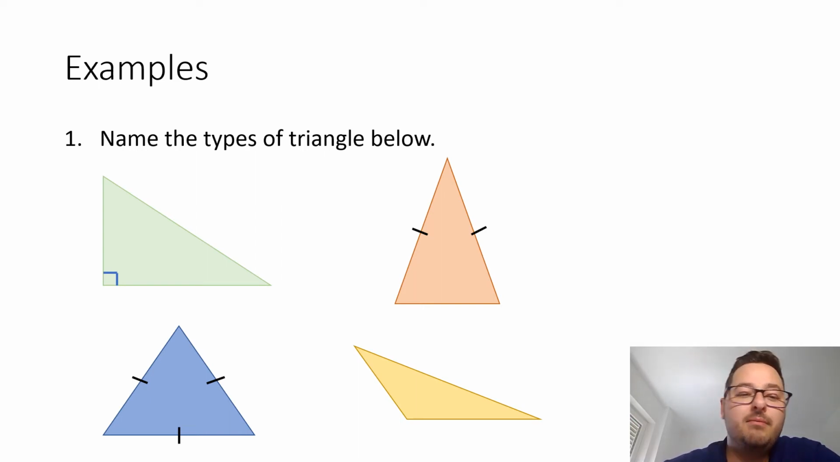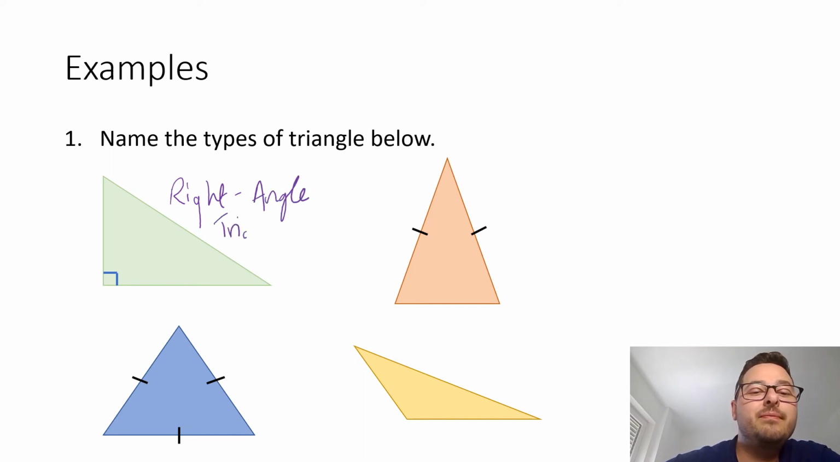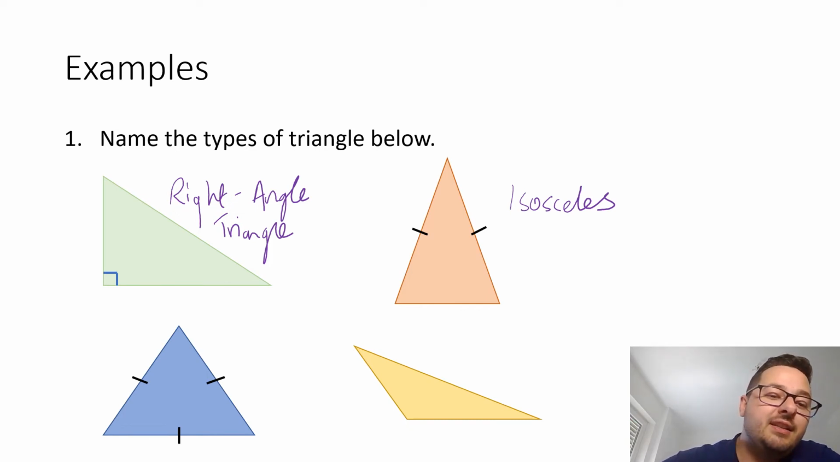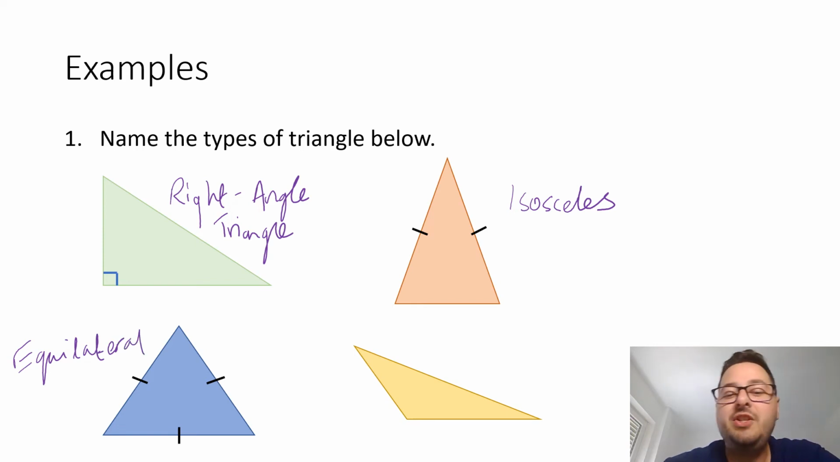Okay, so the first one, we've got that little square in the corner, which tells me that this is a right angle triangle. Sometimes they just call it a right triangle. Now this orange one has 2 matching sides, so that tells me that this is isosceles. This blue one has 3 matching sides, so this is going to be equilateral. And this yellow one, there's nothing to indicate that it's got anything matching, there's no right angle, so this is a scalene triangle.